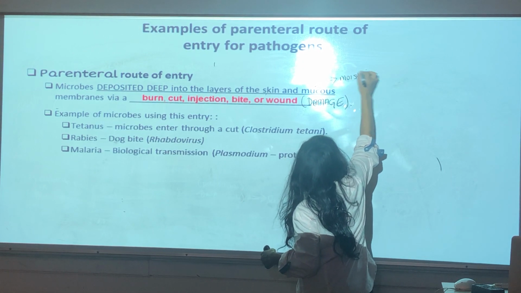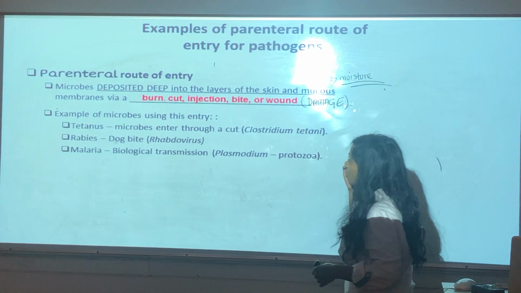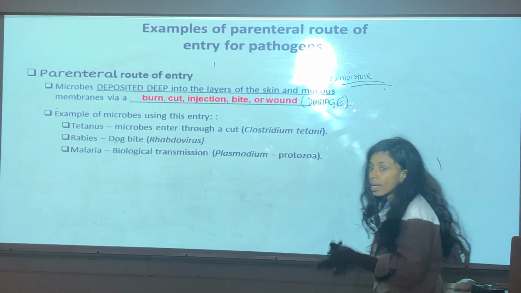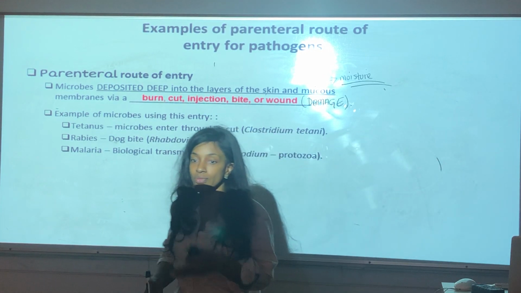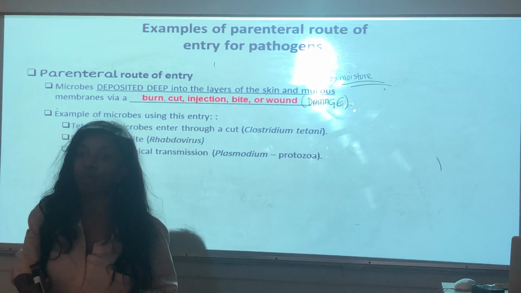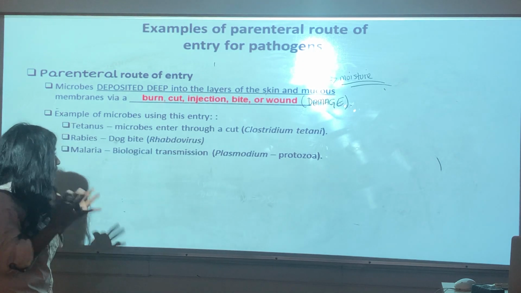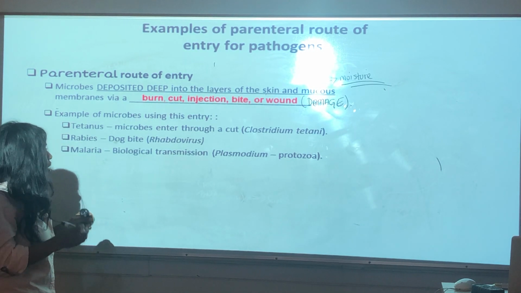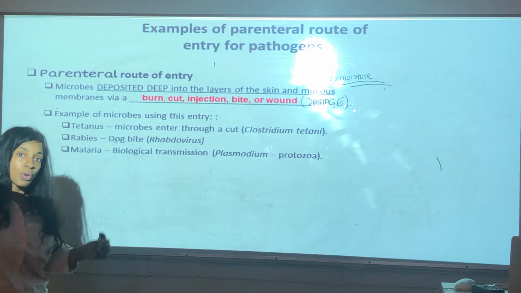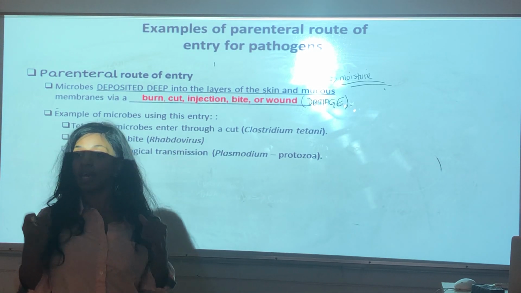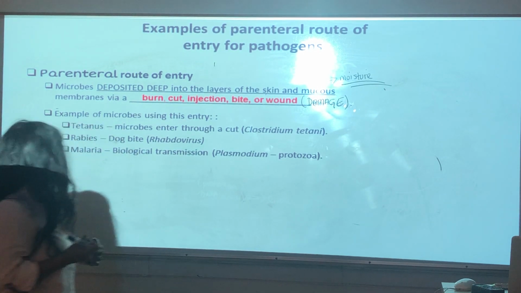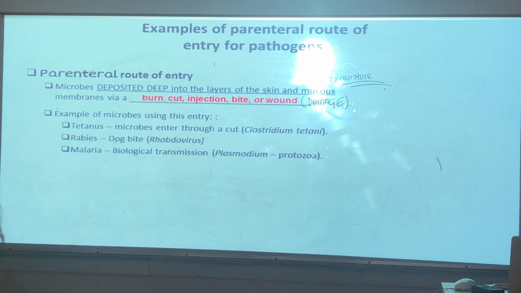All right, so I just reminded you that the mucous membrane is very moist. So they go deeper into the layers of the connective tissue, and sometimes even to the mucous membrane where there are more nutrients, more water for their survival. So they're happy when there's a cut, a burn, an injection, some sort of opening where they can jump in, and now they can get the nutrients that they need to survive. Okay, so for the parenteral route, again, there has to be some sort of outside damage to the skin. So here are 3 examples.